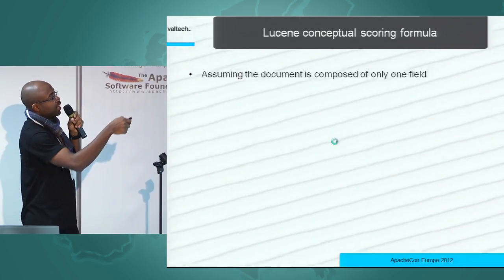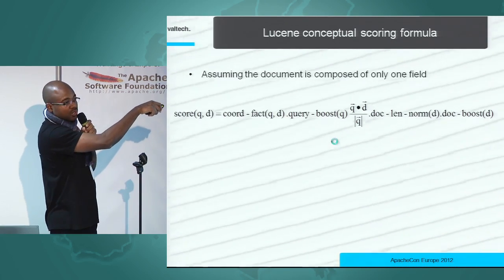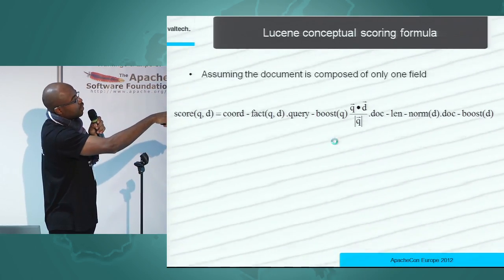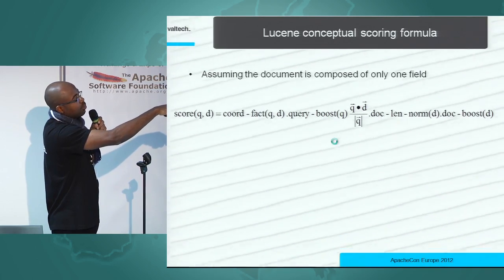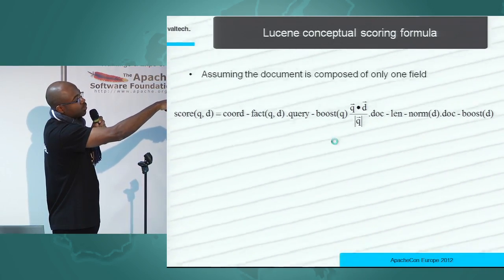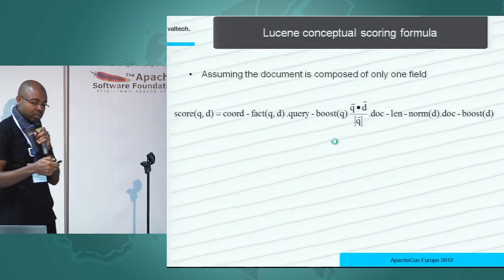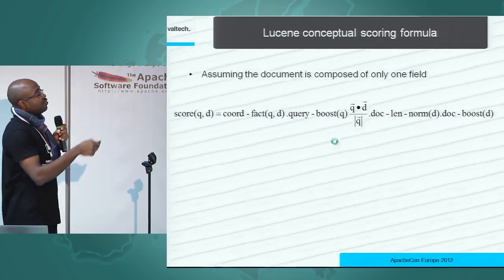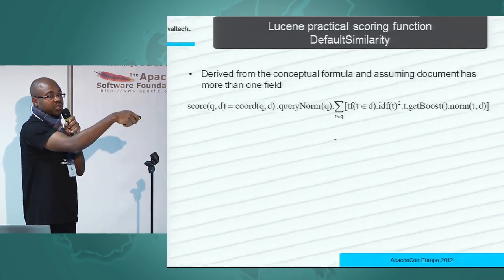So finally, if you assume that a document has only one field, the scoring algorithm is this. You have the cosine similarity. You normalize the query vector, but not the document vector, where you have the doc-length norm, and you have the boost information and the coordination factor. Finally, you can derive from this the definitive algorithm used in Lucene.